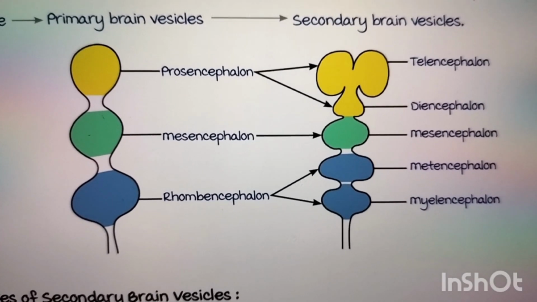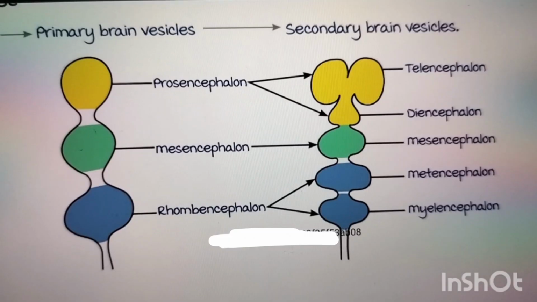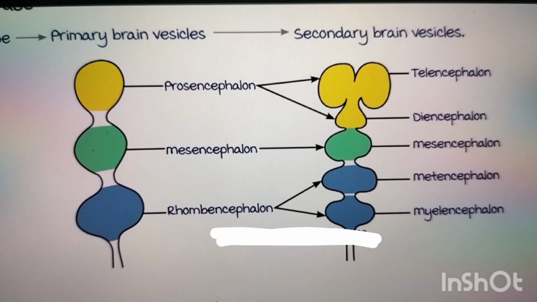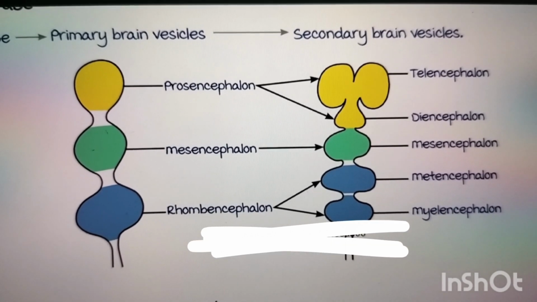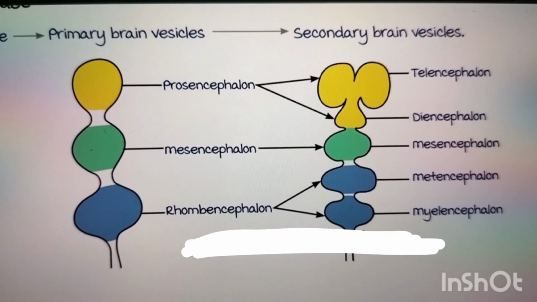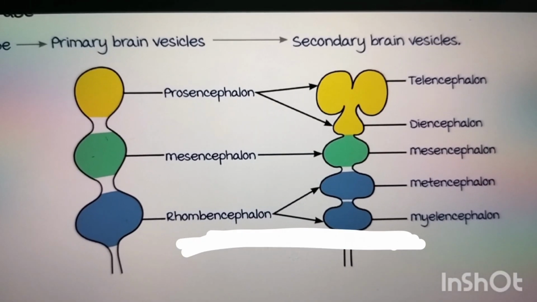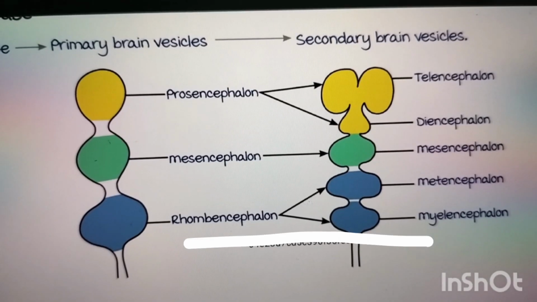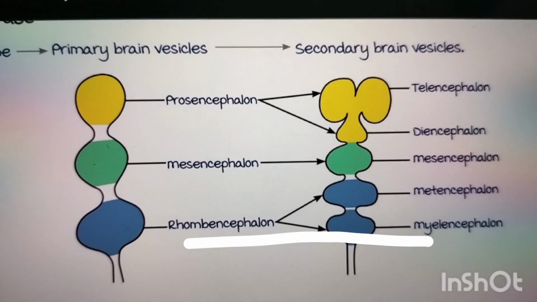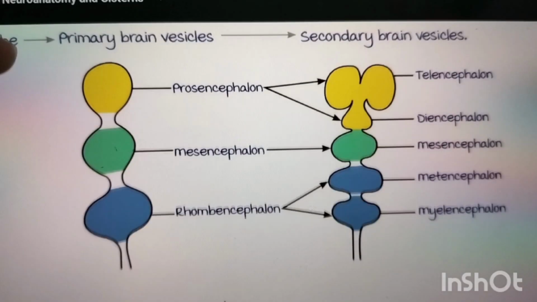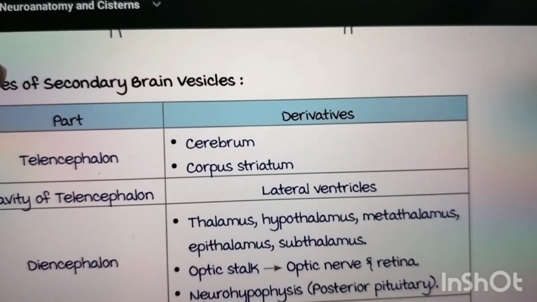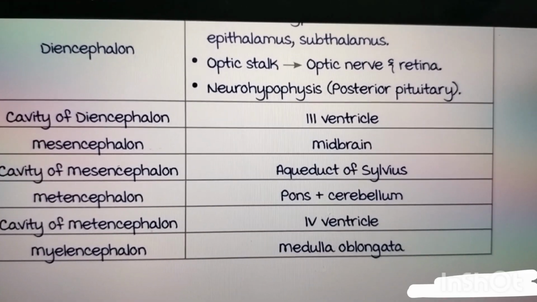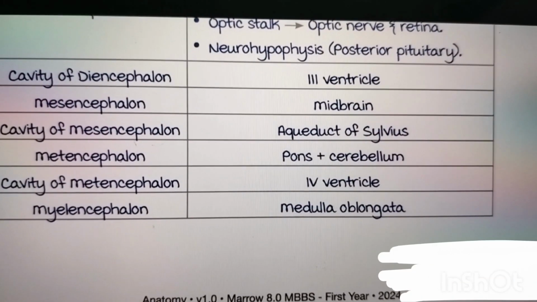In the same way, where is the fourth ventricle present? The fourth ventricle is present between the cerebellum and brainstem, that means the pons and cerebellum. Pons and cerebellum are both derived from the metencephalon, and between them we have the fourth ventricle. That means the cavity of the metencephalon will give rise to the fourth ventricle. You are looking at the fourth ventricle.